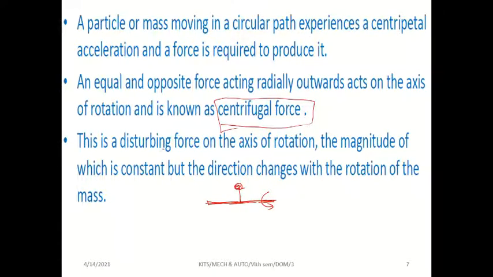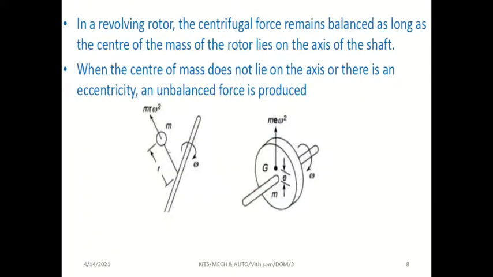This is a disturbing force on the axis of rotation, the magnitude of which is constant, but the direction changes with the rotation of the mass. So there will be a continuous centrifugal force like this. A continuous force will be there, but when the mass rotates, the direction of the force will change. So to find that force, we have a formula, mr omega square.